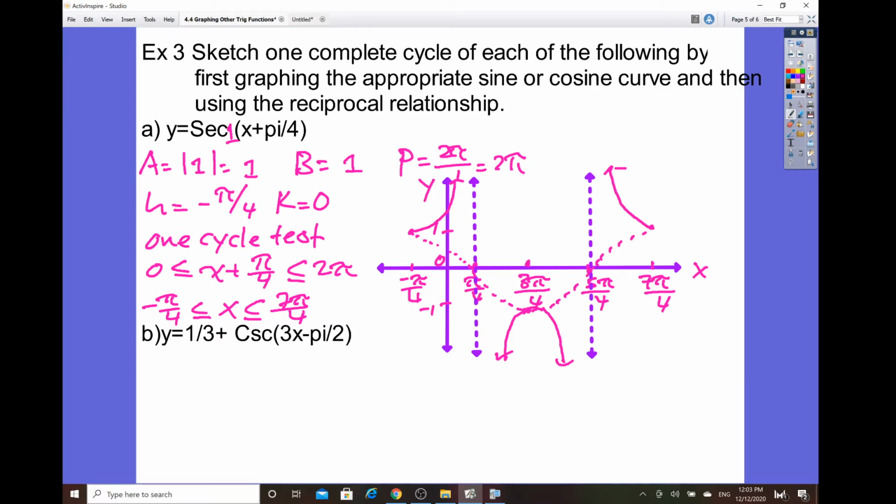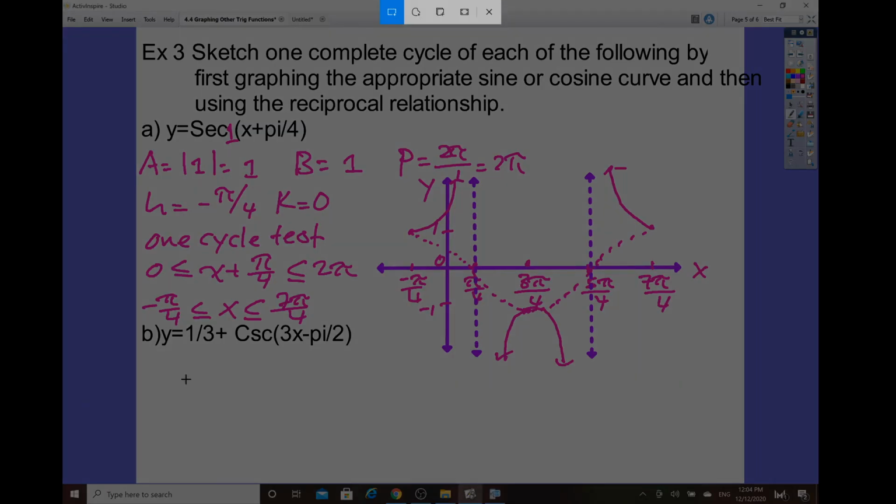Now, what about the other one? The other one is 1/3 plus cosecant of 3x minus pi over 2. Let me just snip that one, and then I'll put it into the new slide.